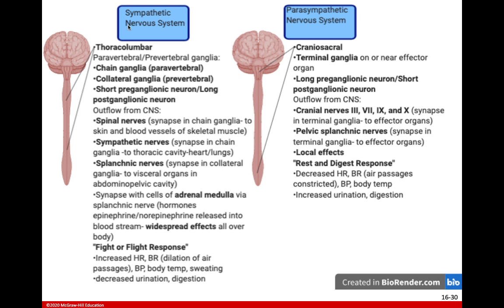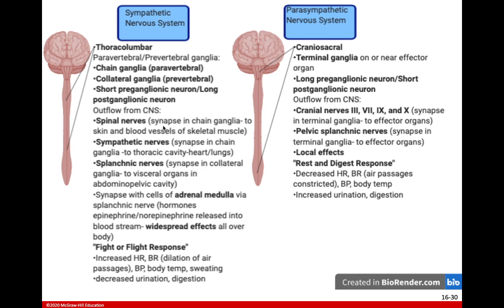So again, we see how the sympathetic nervous system is thoracolumbar. Those ganglia are para- or prevertebral. Specifically, the chain ganglia are paravertebral, the collateral ganglia are prevertebral. Therefore, because these are very close, either right beside or anterior to the spinal cord, the preganglionic neuron is short, and the postganglionic neuron must be very long to extend from those ganglia all the way to the effector organ. The outflow, the spinal nerves.